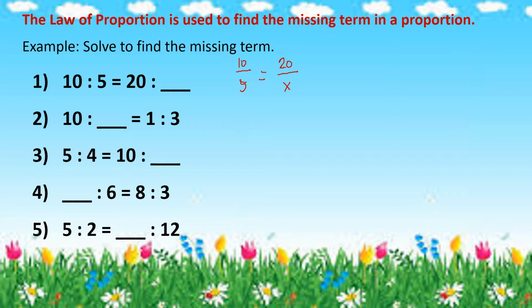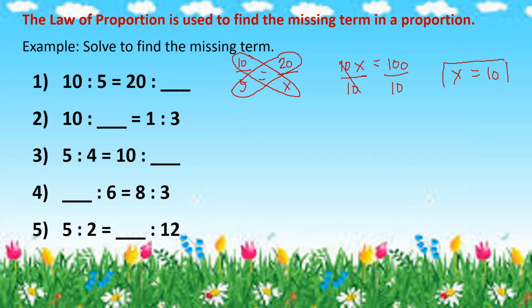So what we're going to do is we will apply the law of proportion. The product of the means must be equal to the product of the extremes. So by cross multiplication or cross product property, 10 times x is 10x, 20 times 5 is 100. To solve for x, divide both sides by 10. Therefore, x is equal to 100 divided by 10 is 10. Therefore, the missing term in the given proportion is 10.